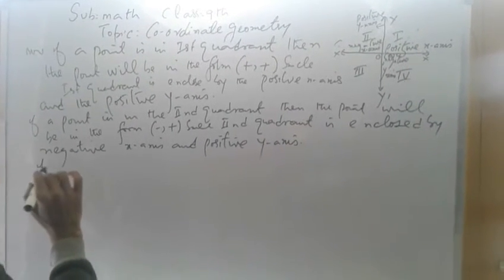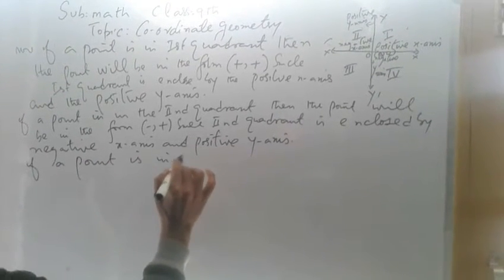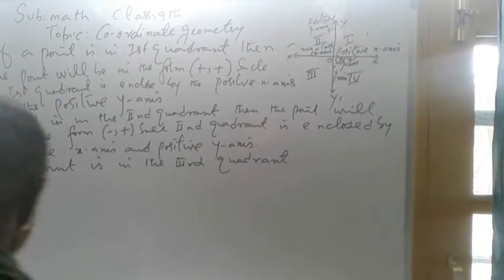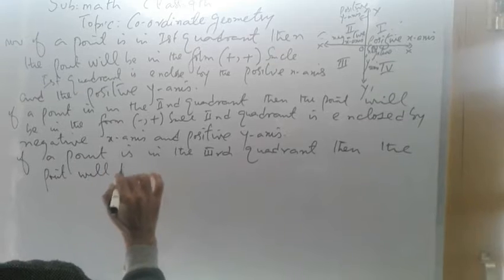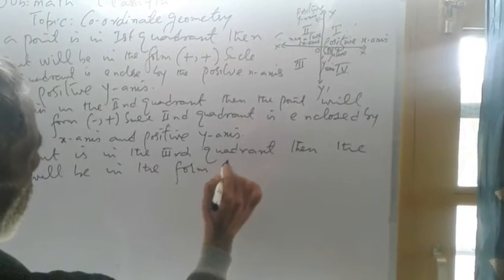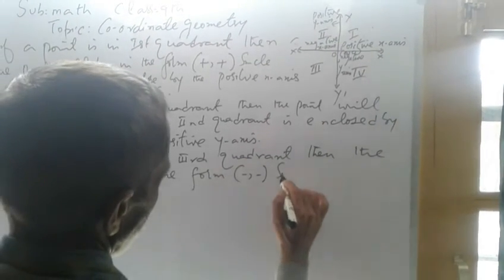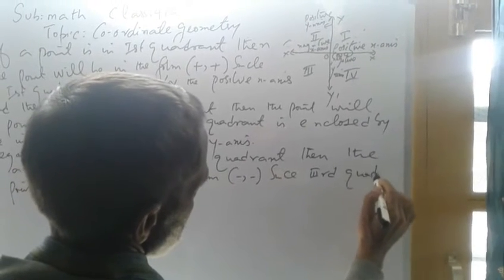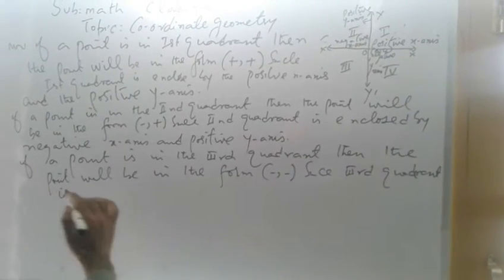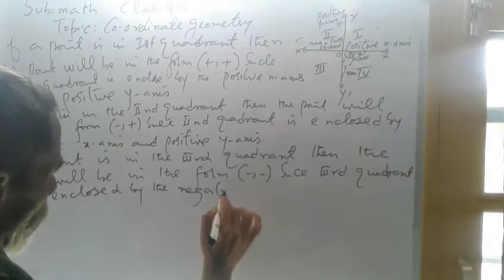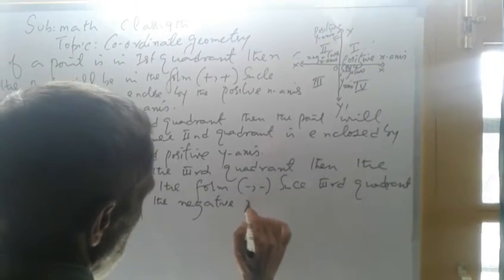If a point is in the third quadrant, then the point will be in the form (minus, minus), that is the x distance will be negative and the y distance will be negative, since the third quadrant is enclosed by the negative x-axis and the negative y-axis.